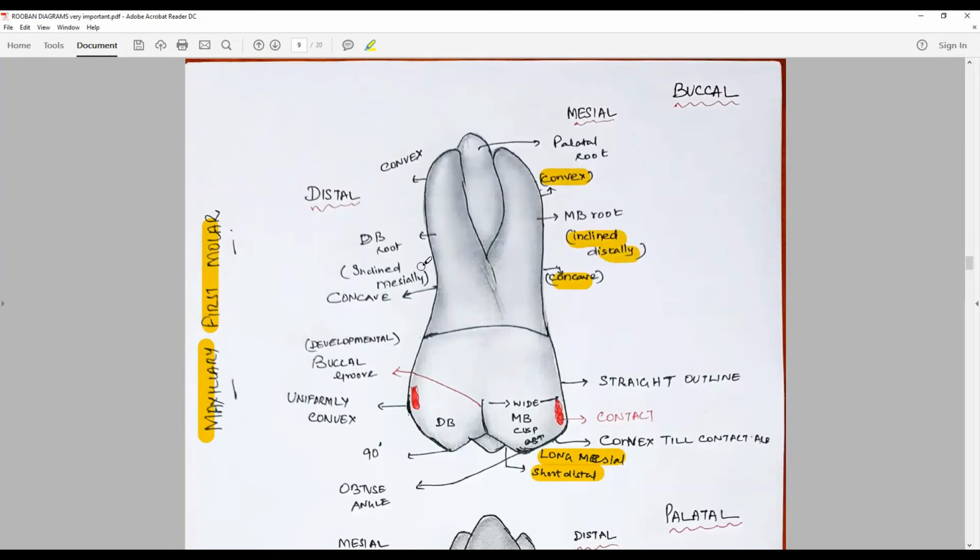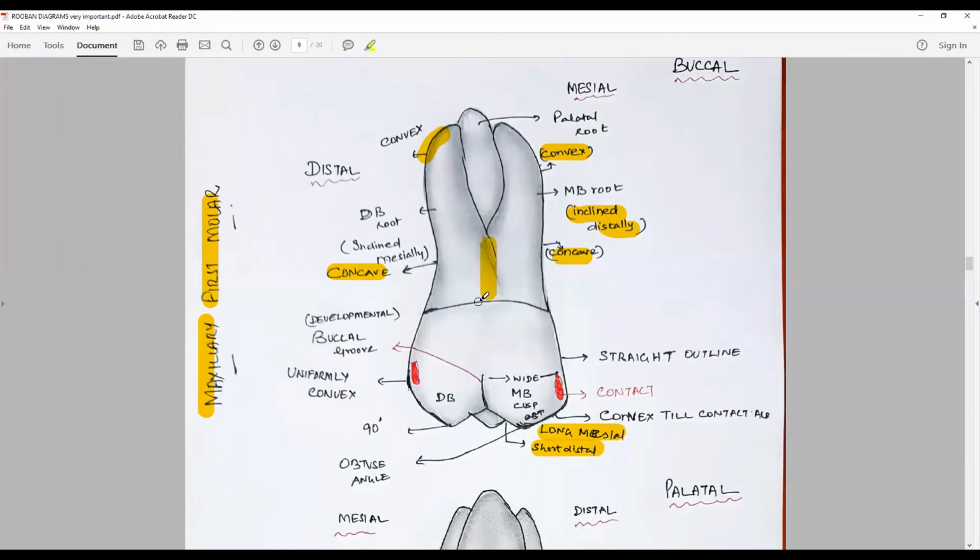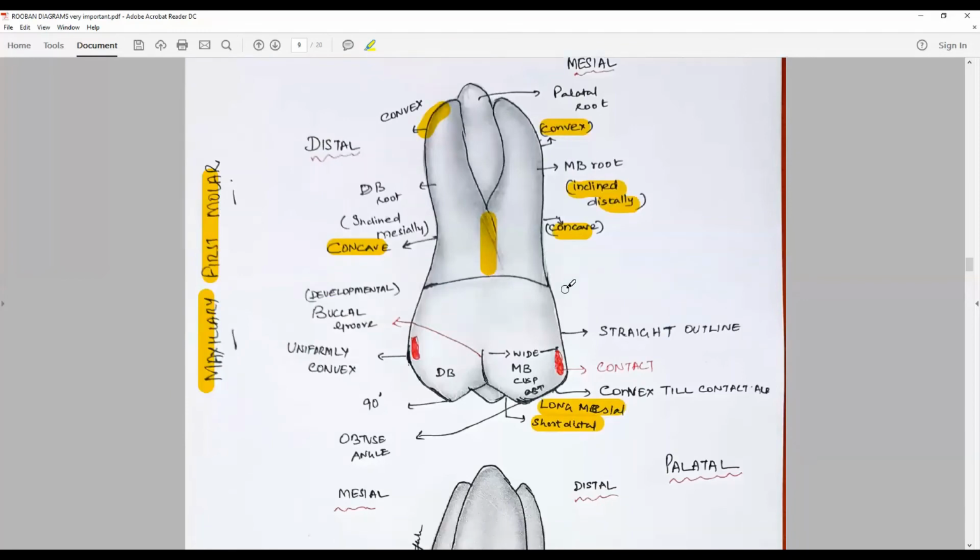The distobuccal root is narrow, has a concave mesial outline, and towards the apical third it is convex. The palatal root is also visible, and it's the largest of all the roots. So this is your buccal surface all in one. The furcation is about 3 to 4 mm from the center. There may be a slight cervical dip in some cases.